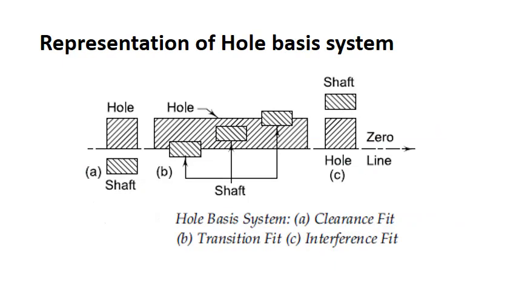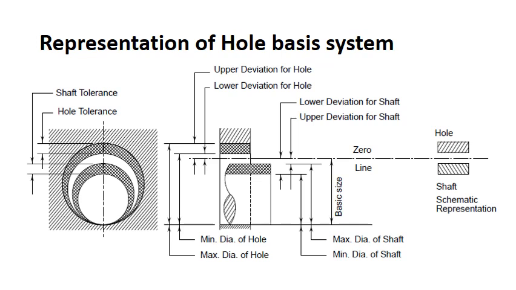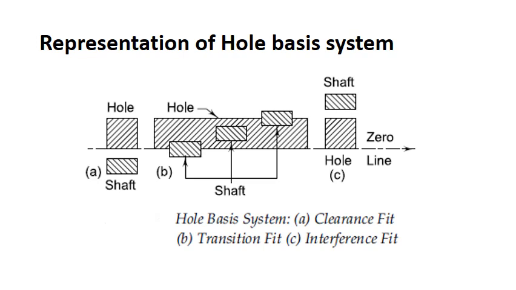Now let's see how a hole basis system is represented pictorially. This figure shows the tolerance zones of hole and the shaft. For better understanding, let us look into the figure from lecture 2. Here we have a hole and a shaft assembly. In the side view, you can see clearly the tolerance zones of the hole as well as the shaft. On the right side, you can see that the shaft can easily move through the hole, which means that there is a positive clearance.